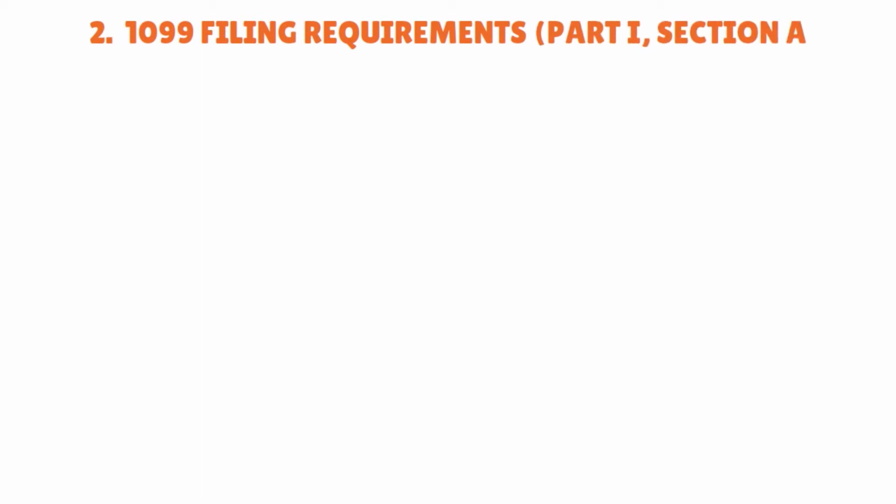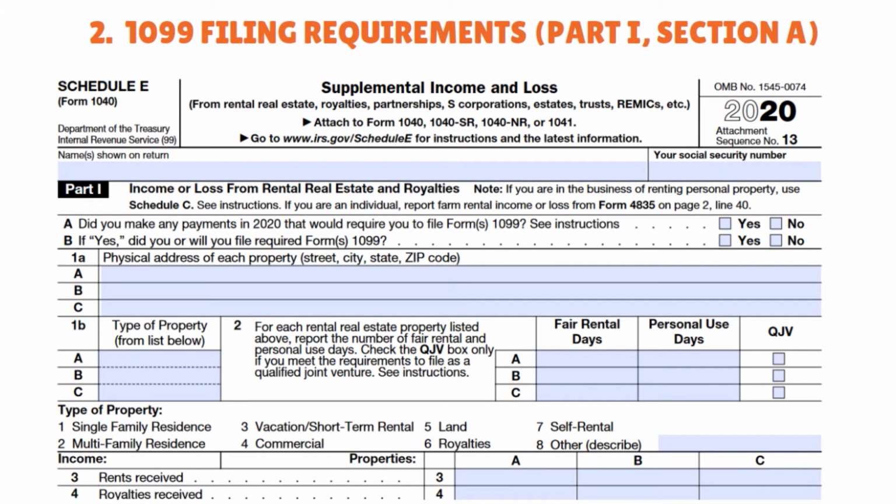Number 2, the second audit trigger: 1099 filing requirements. You see it on Part 1, Section A of your Schedule E. There is a question that says, did you make any payments in 2020 that would require you to file Forms 1099? It is very important to be careful there, because the IRS will check whether individual taxpayers indicated on their tax returns income received from your organization.